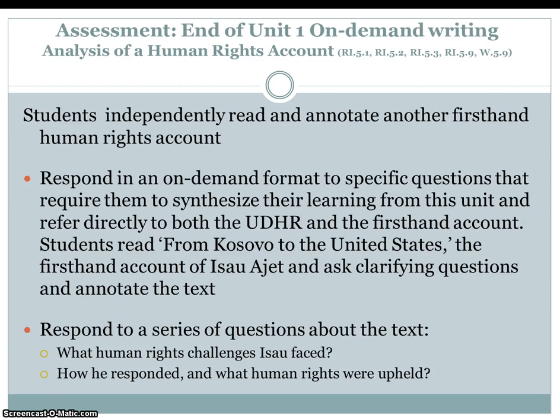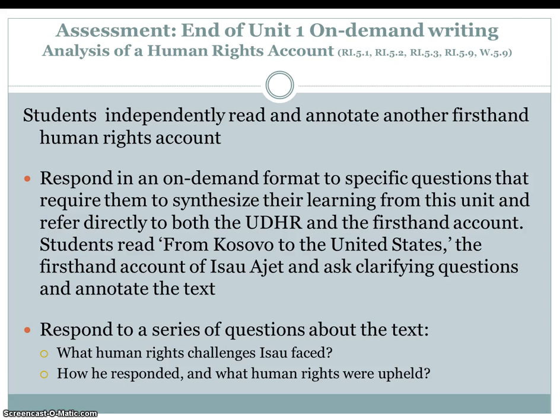End of Unit 1, On-Demand Writing, Analysis of a Human Rights Account. Students independently read and annotate another first-hand human rights account. Students respond in an on-demand format to specific questions that require them to synthesize their learning from this unit and refer directly to both the UDHR and the first-hand account.